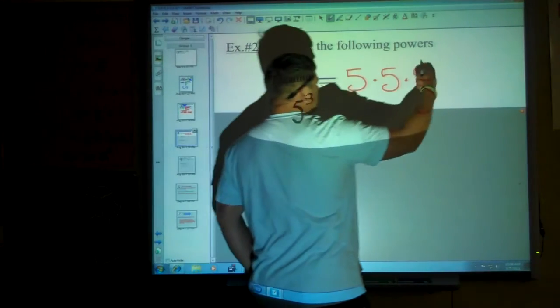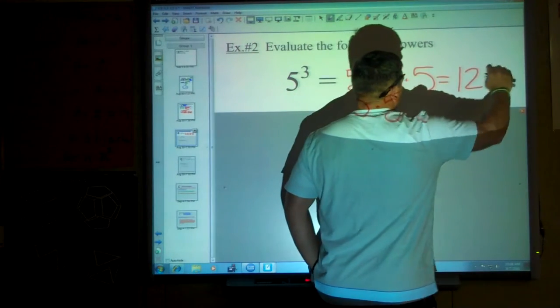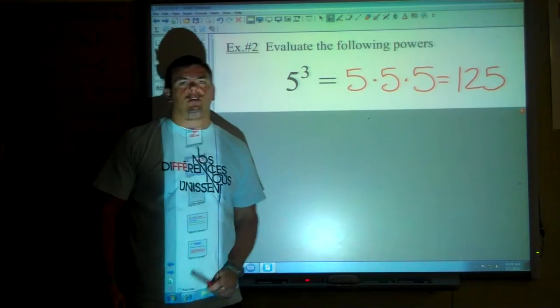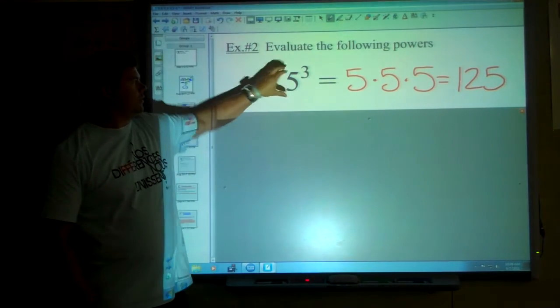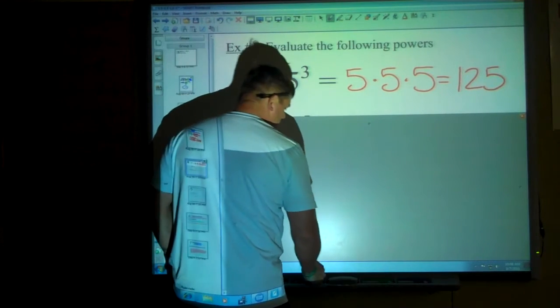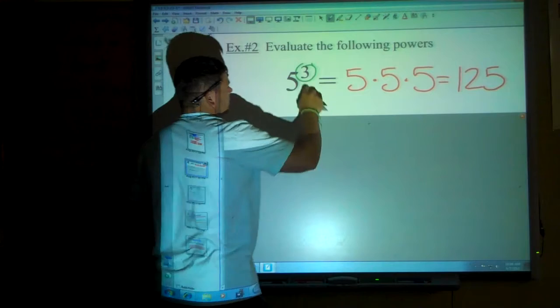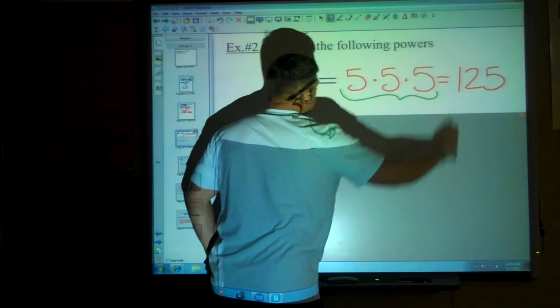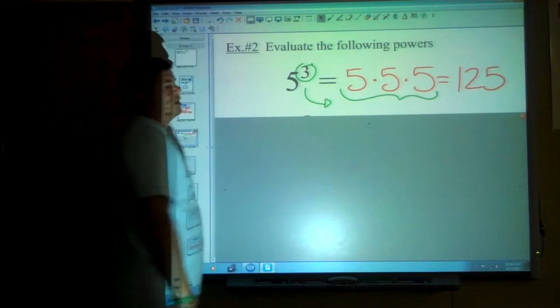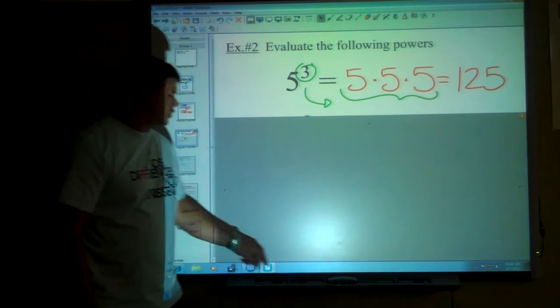5 times 5 is 25. 25 times 5 is 125. Big difference between 125 and 15. So be very careful. The base, this number here, this 3, is telling you how many of them there are. There are 3 bases being multiplied together each time.